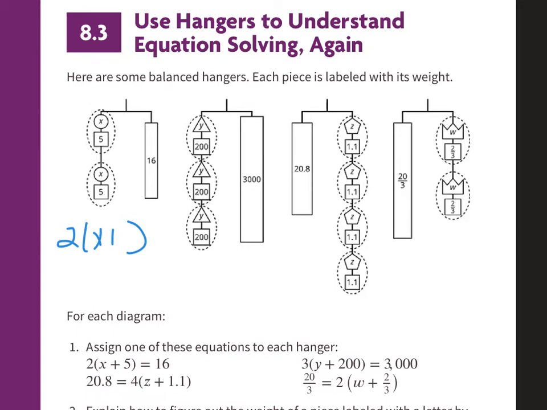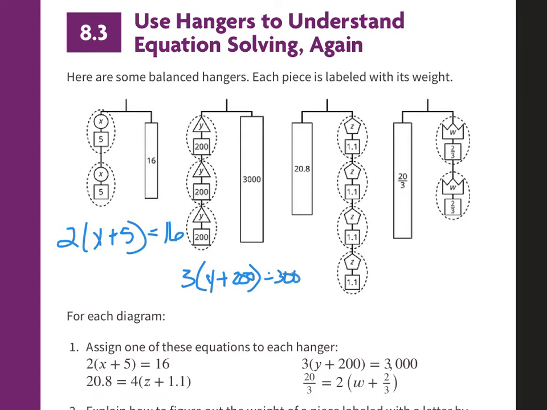X plus 5, and that equals 16. Okay. Next one, we have 3 groups, so 3 is going to go on the outside of the parentheses. On the inside is what's in each group: y plus 200. That equals the whole thing, 3,000.